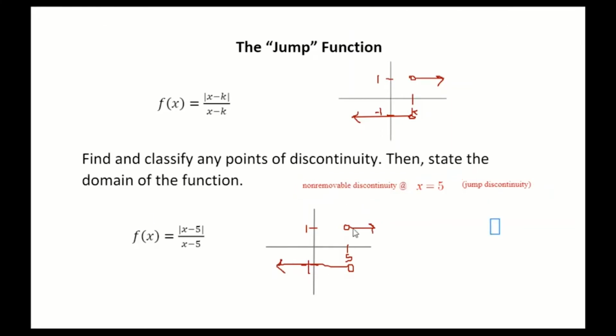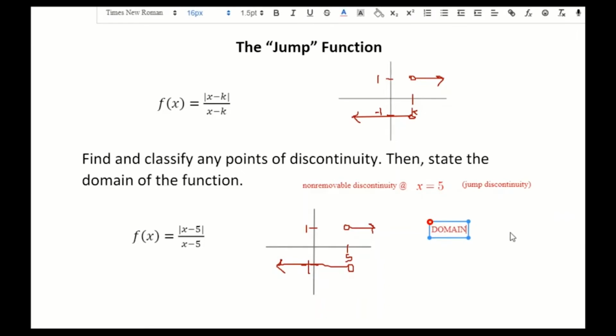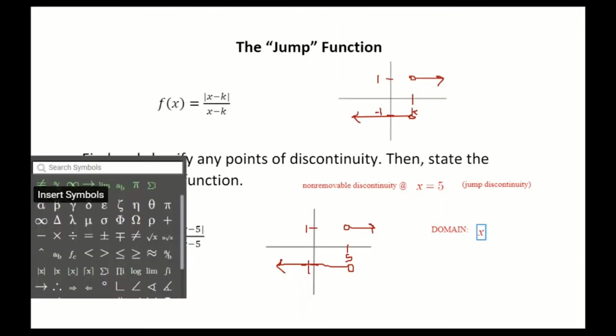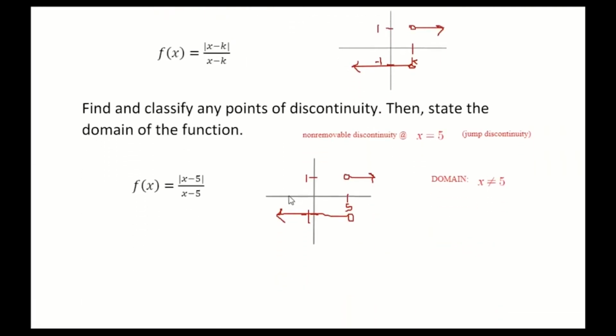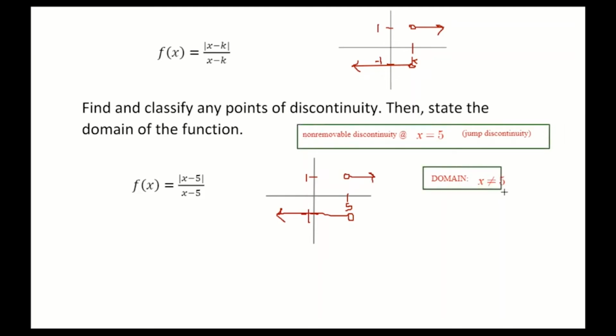The domain is going to be all real numbers except for whatever this k value is. In this case, it's 5. So we can just say that the domain is simply x is not 5. That's probably the easiest way to write it. I showed you on the previous example how you might write this otherwise, either using the set notation or just going all out with the inequalities. But sometimes it's just easier to describe the domain by saying what it isn't. Okay, if you're saying it's everything except for 5, that's equivalent to saying x is not 5. So here's our classification of the discontinuity and the domain.